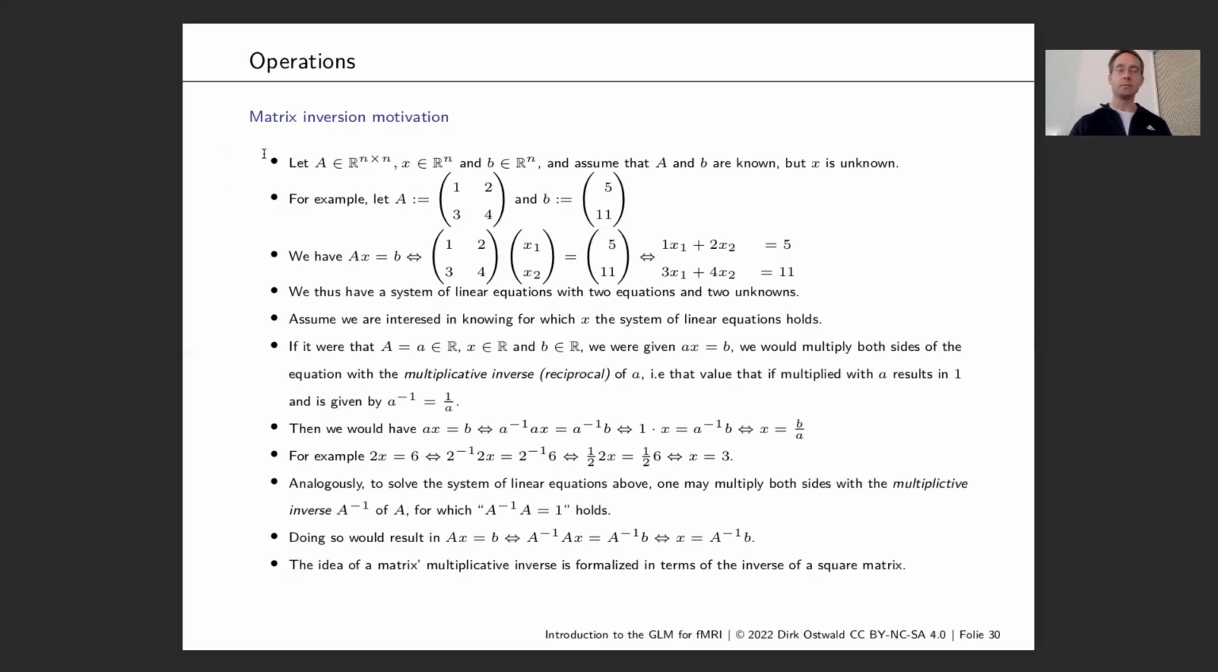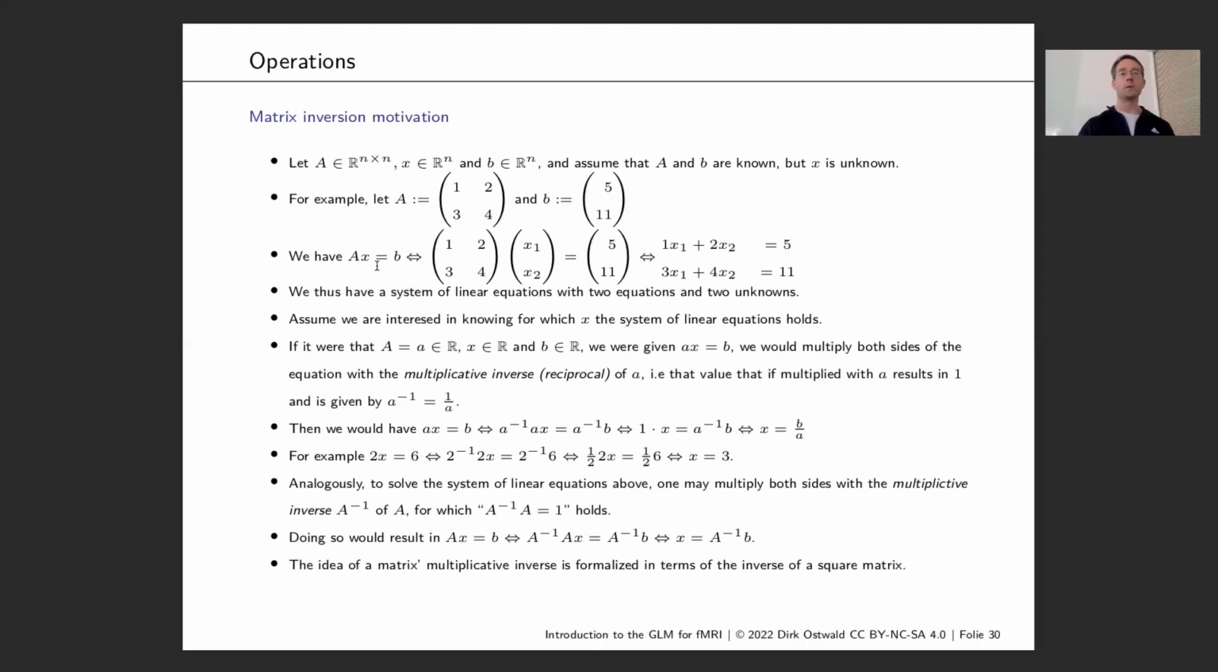So we start with this example here. We have an n times n matrix A, an n times 1 vector or matrix X, and an n times 1 vector B. And we assume, for the sake of the argument, that A and B are known, but X is unknown. And here's our example: A is 1, 2, 3, 4, and B is 5, 11.